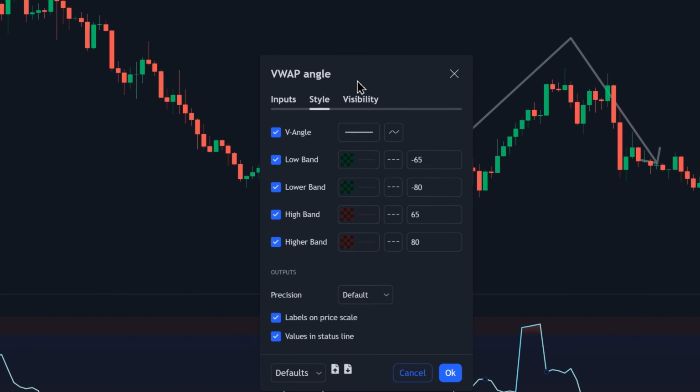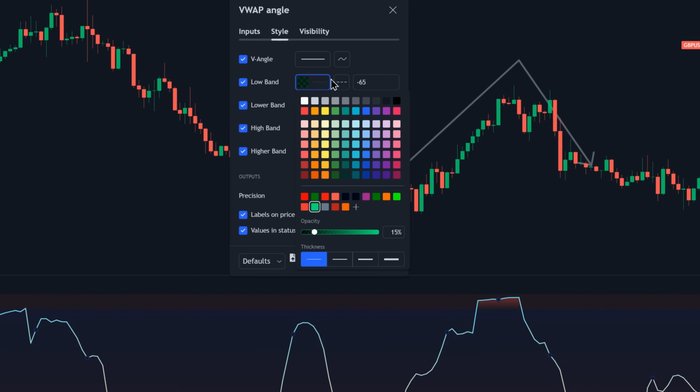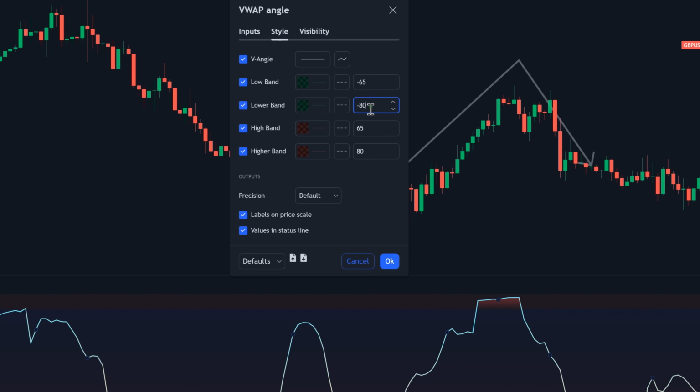The Style tab allows you to change the colors for all these options as well as their specific values on the scale. The strategy I'm going to be showcasing here is dependent on the default values of this indicator. Because of that, we're not going to change anything.